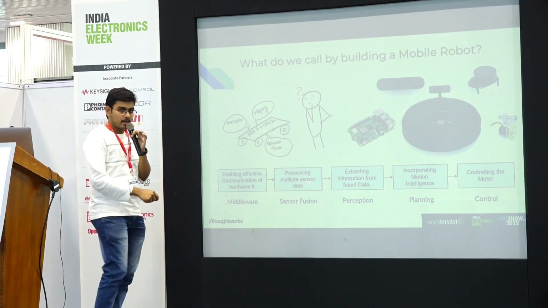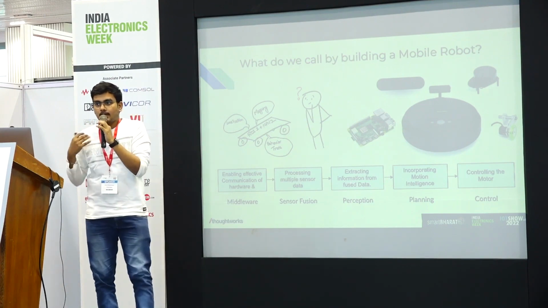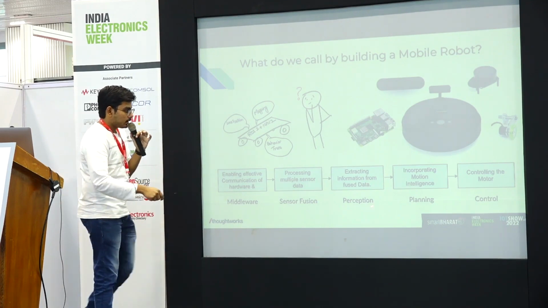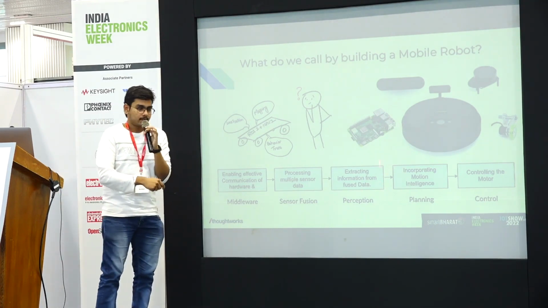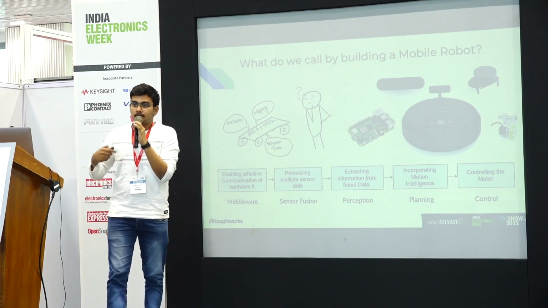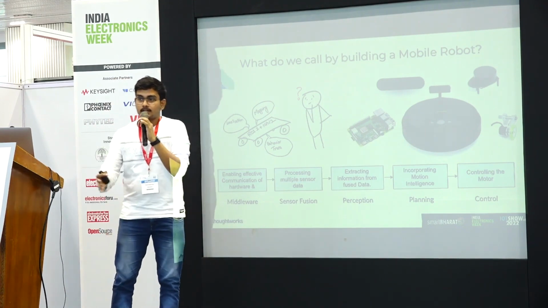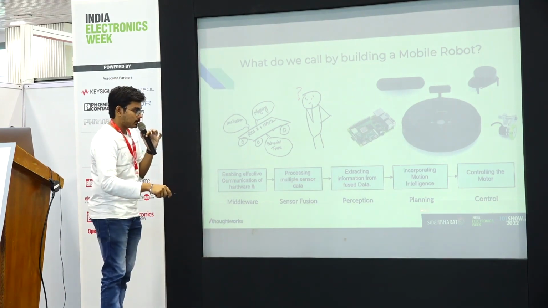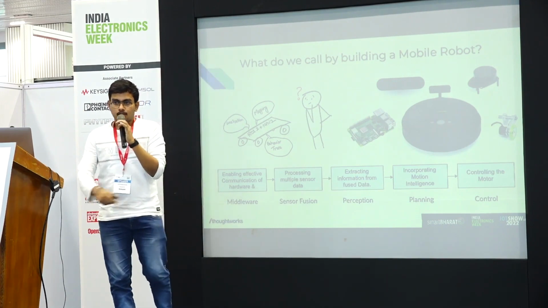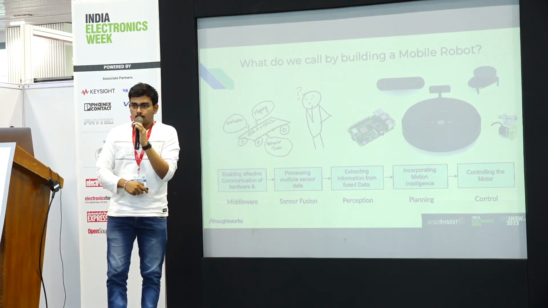Then this data is put to the next stage, where we extract the required information from the fused data. That is called perception. Later, we put some kind of intelligence to the data we got, so we can achieve planning: how the bot moves inside a particular area, and what the shortest distance is. Those come under the planning stack. And finally, we need to control the motors in order to achieve the motion. These are the basic domains for a mobile robot to work.